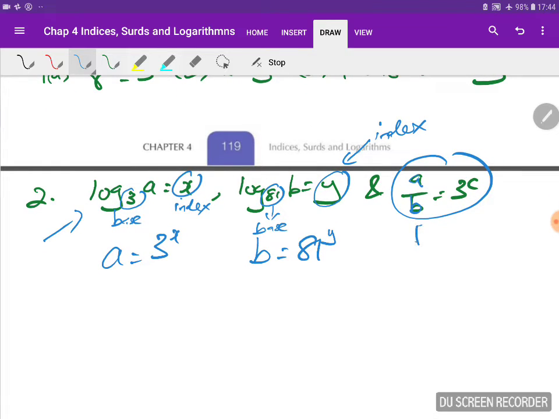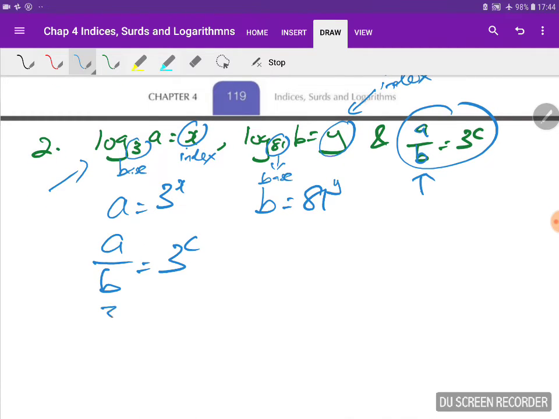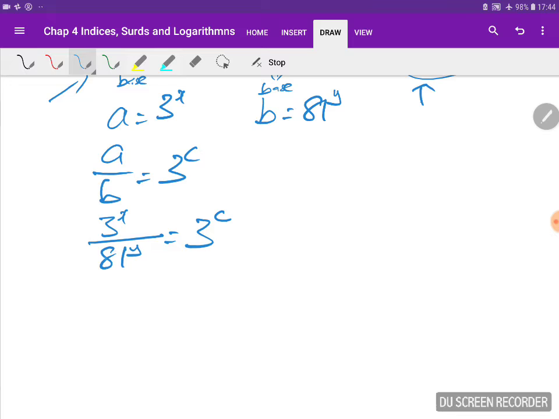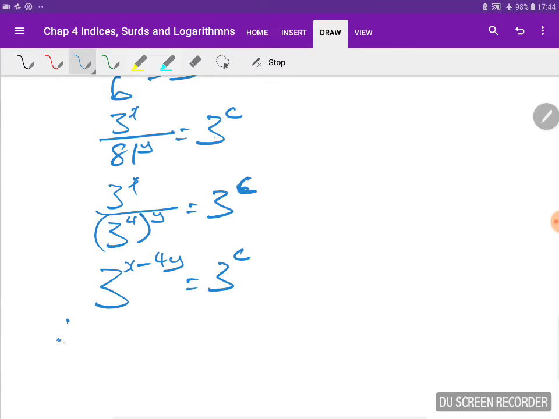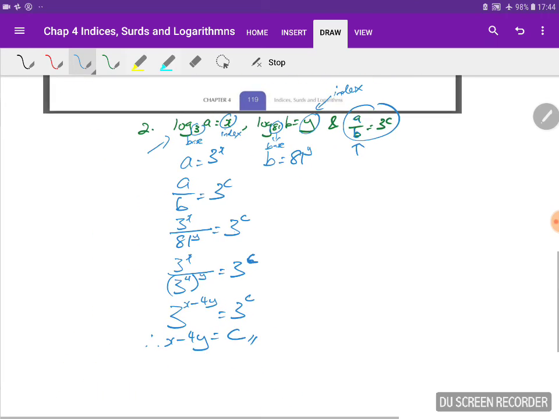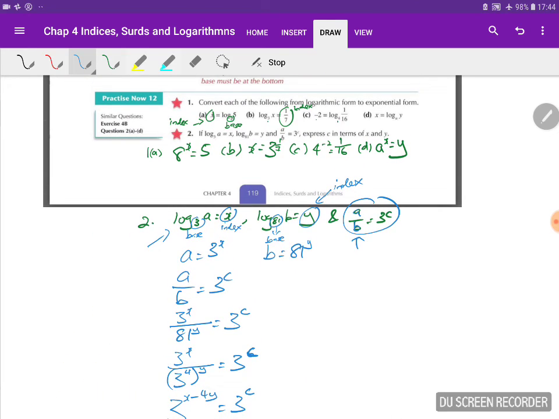And lastly, making use of this relationship a over b equals 3 to the power c, it means that my a is 3 to the power x, my b is 81 to the power y, equals 3 to the power c. So you can see that all these are base 3. 81 can be changed to base 3 as well. It's actually 3 to the power 4. So it will be 3 to the power x minus 4y equals 3 to the power c, therefore x minus 4y equals c. So that's the answer, because the question says express c in terms of x and y.